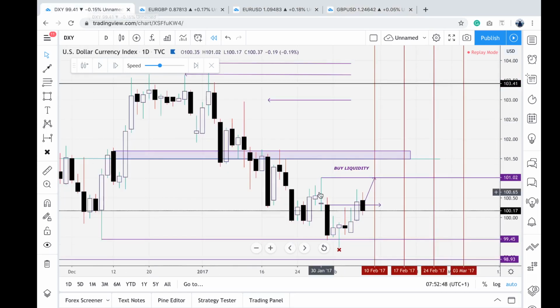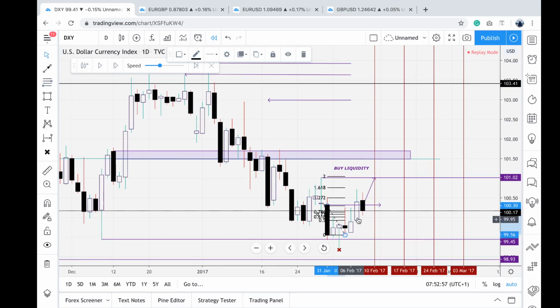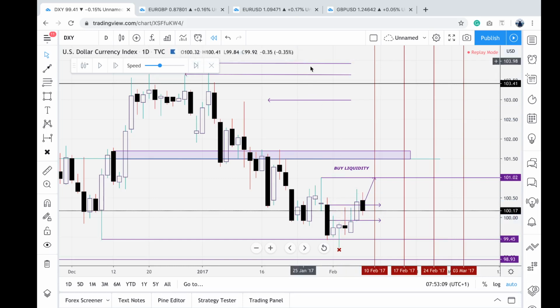So DXY currently is in our range, and let's pull up our Fibonacci. So price basically could potentially come into our main threshold. I'm still looking for more bullish prices because I feel we're in a very deep discount level. So I'm still looking for more bullish prices in DXY. So my target is still 101.02. So the next day I'm looking for price to trade higher into 101.02 DXY.